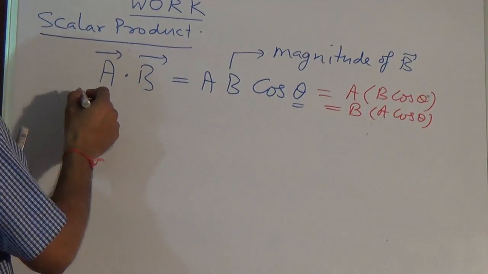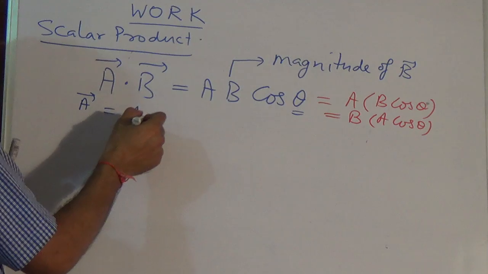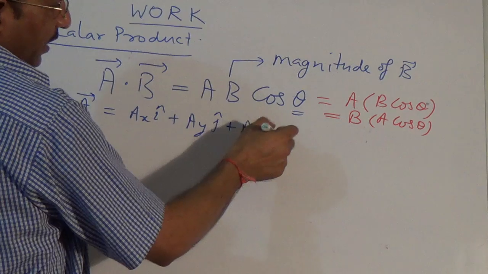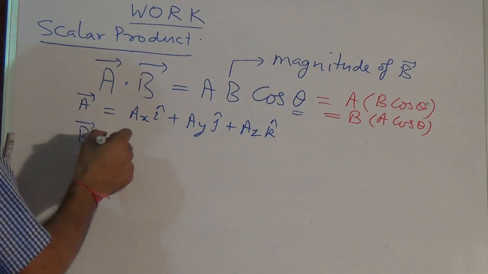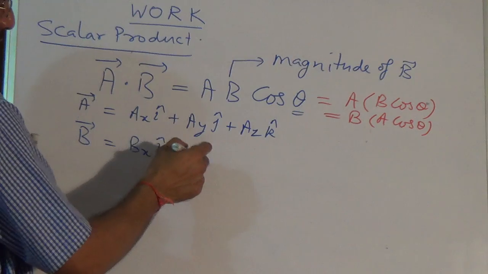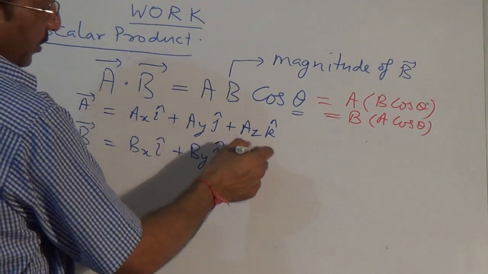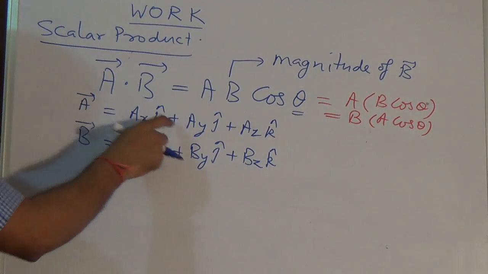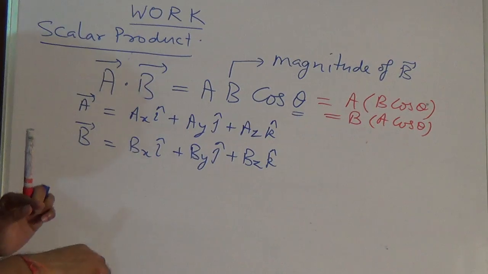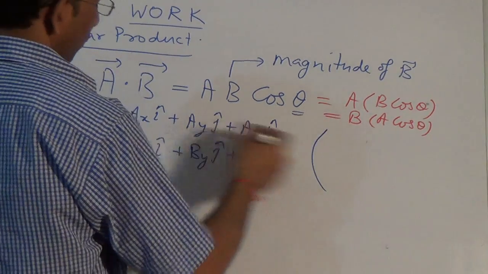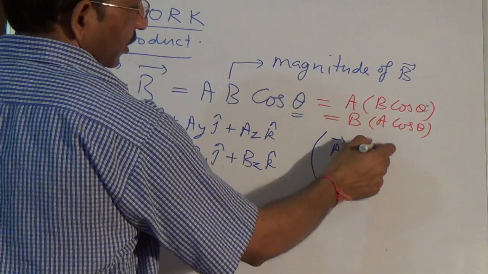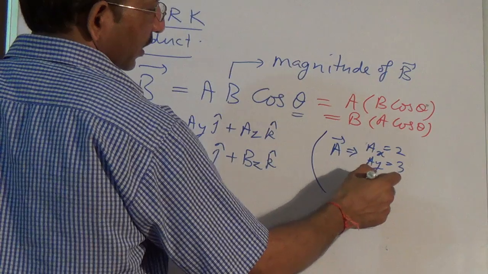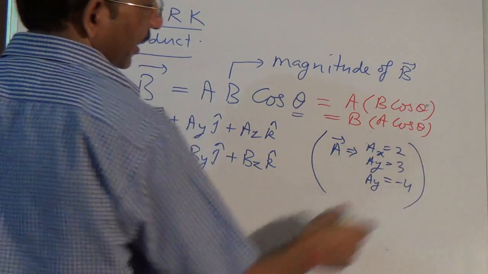Now according to the definition, vector a is equal to axi plus ayj plus azk. Vector b is equal to bxi plus byj plus bzk. So these are the two vectors in general form. ax, ay, az are the numerical values. So I can write that for vector a, suppose ax is equal to 2, ay is equal to 3, az is equal to minus 4, like this.